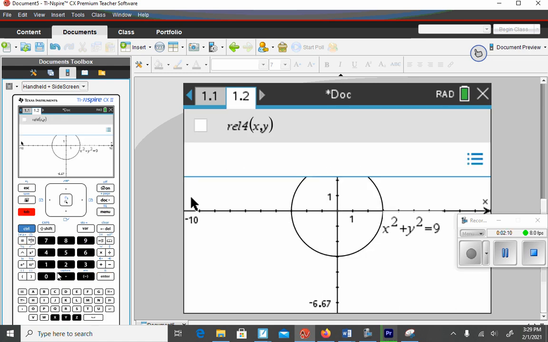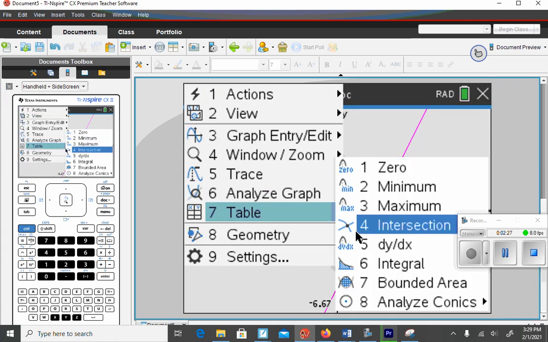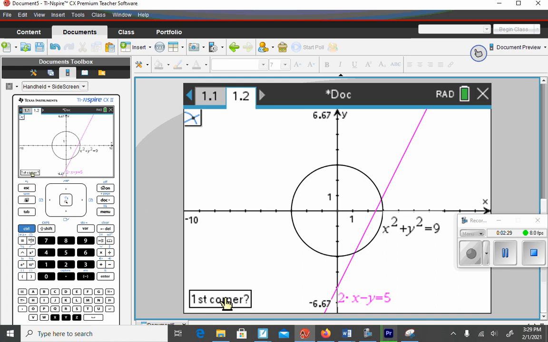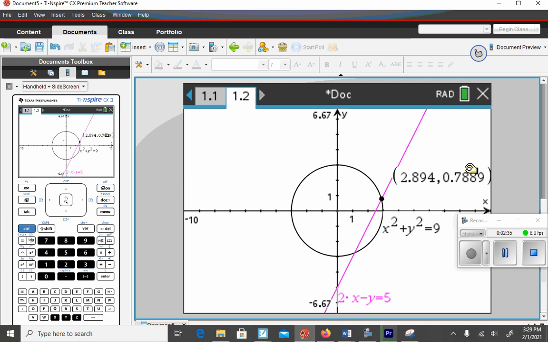I'm going to hit tab, and I'm going to do 2x minus y is equal to 5. And I have two places where it intersects, so I'm going to have to find both places. So I'm going to hit Menu, Analyze, Intersection, and it'll say first quarter, second quarter on this particular one, so I'm going to put the dot somewhere, second quarter. As long as I hover over long enough to pick up that intersection point, I'm good.